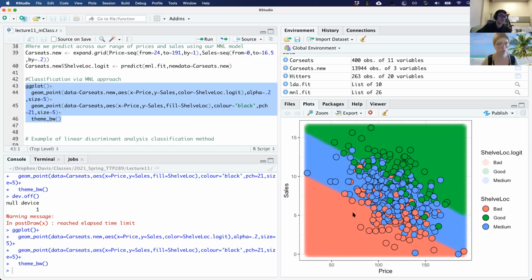And then you can see how well the model does based off of how many red points are in the red, how many blue points are in the blue, and how many green points are in the green compared to the total. And that would be your total error rate, which would be kind of analogous to using a mean squared error in the continuous response variable types of models that we've seen so far. Does that make sense?